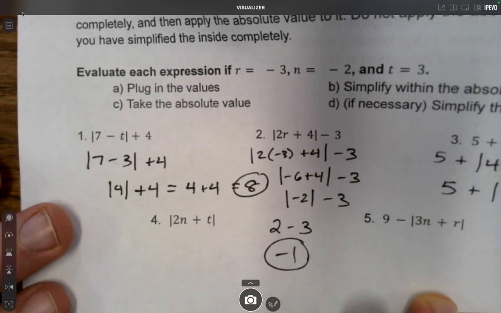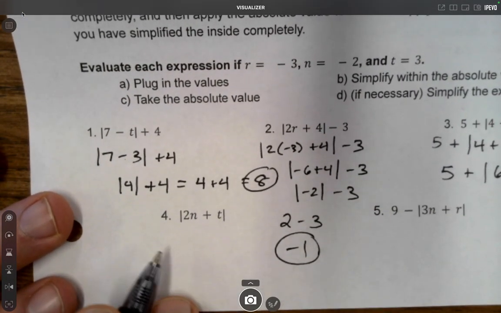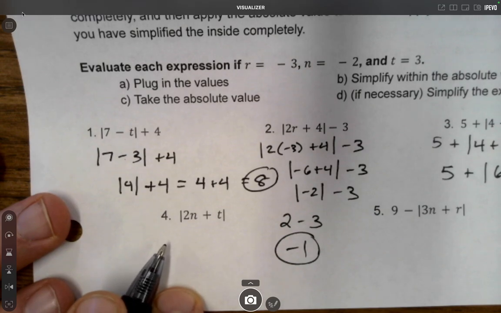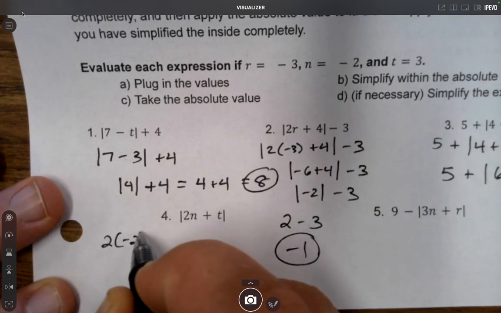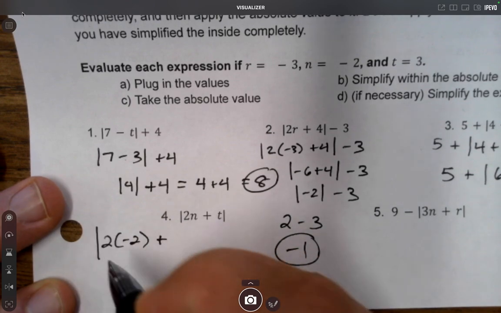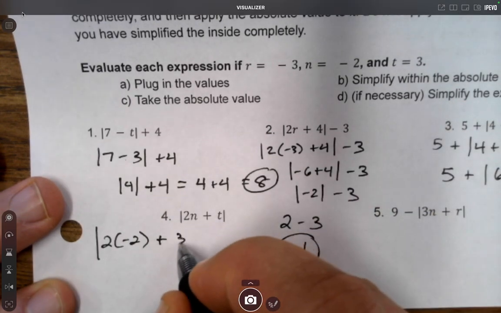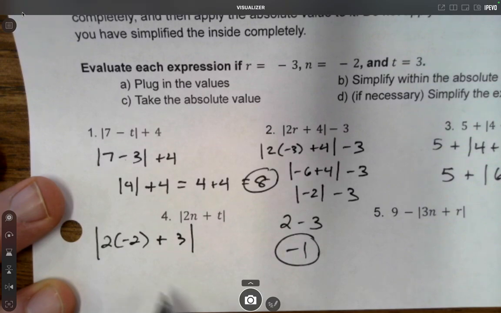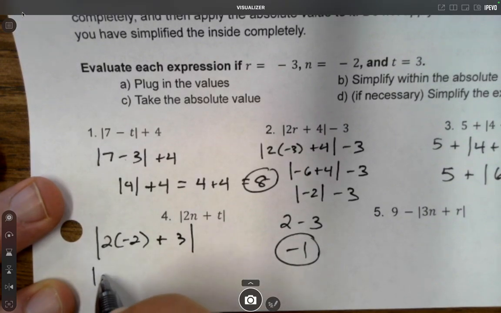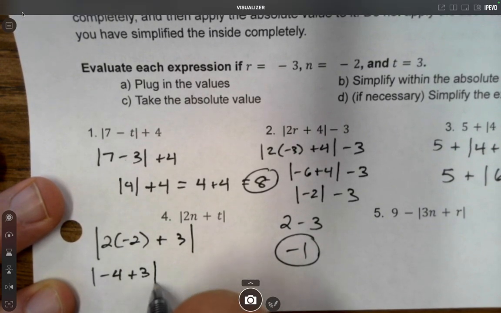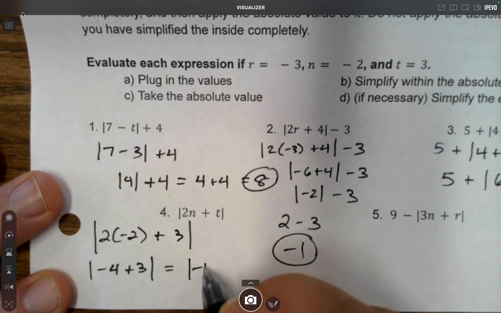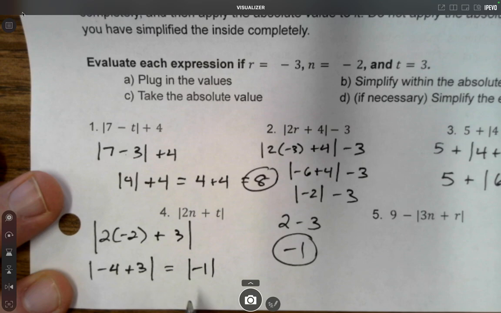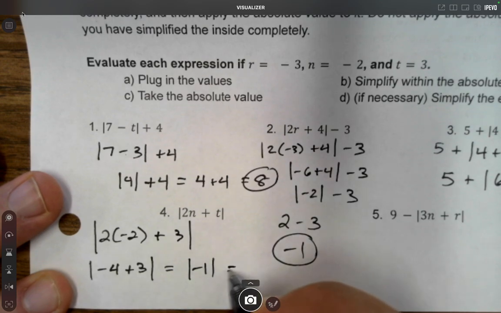Okay, now the reason it says plug in the values is because sometimes, like in number 4, you'll have to plug in more than one number. Here we've got to plug in for n, which is negative 2, and t, which is 3. 2 times negative 2 is negative 4. Negative 4 plus 3 is negative 1. The absolute value of negative 1 is positive 1.